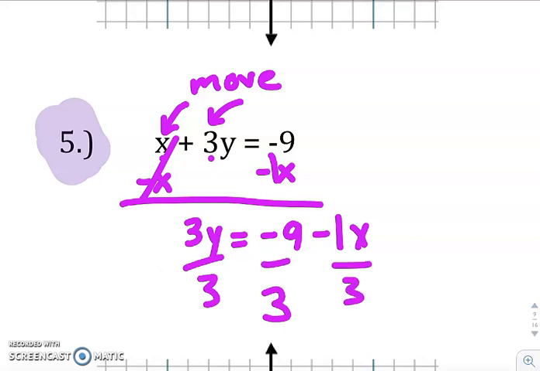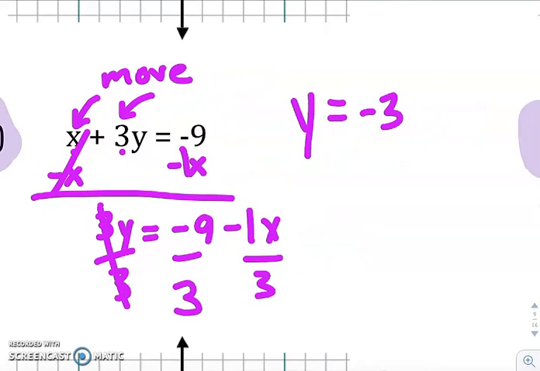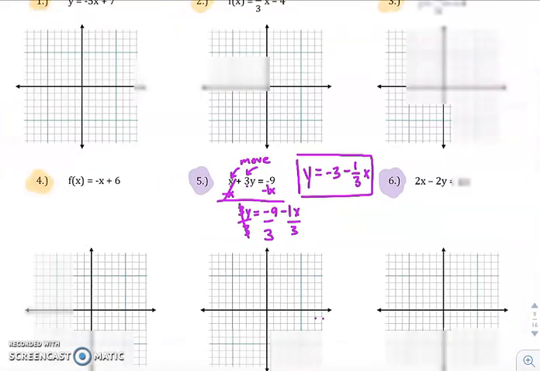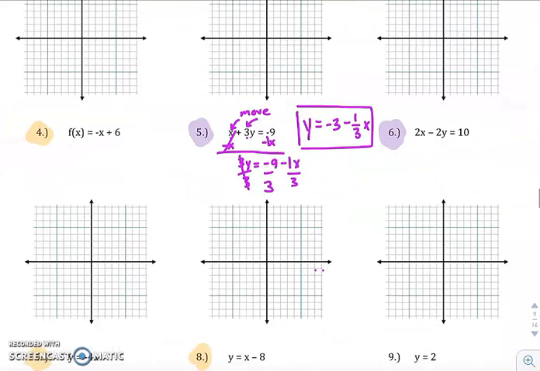So the 3y over 3 becomes just y. Bring your equal sign. -9 divided by 3 becomes -3. And then 1 divided by 3, don't make that a decimal. You want your slope to be a fraction. So we're just going to keep that as -1/3 x. Don't make it a decimal because you can't really plot a slope that's a decimal. So now it's ready to be graphed.